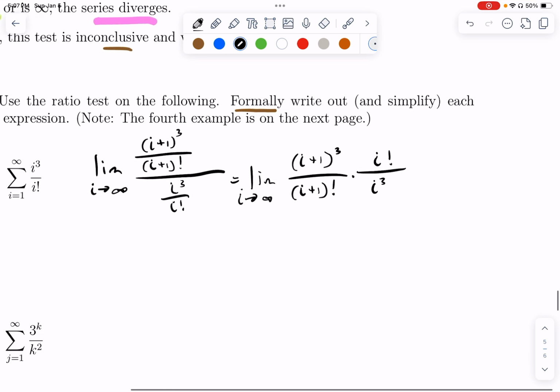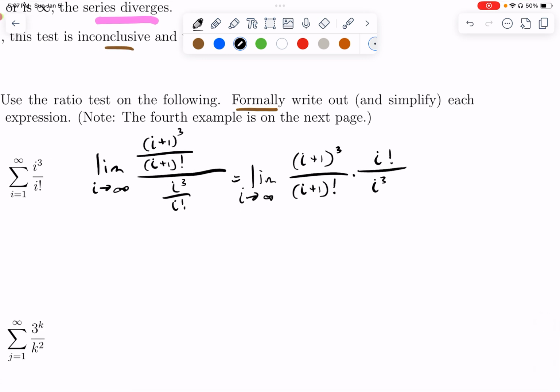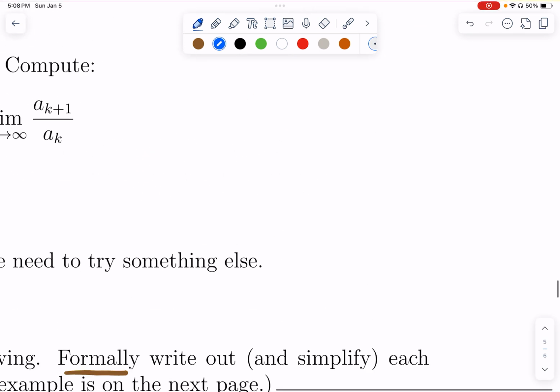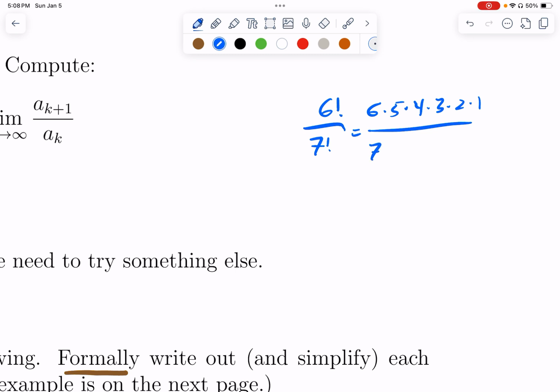Now, we want to be on the lookout for cancellation. When you do the ratio test, very often you will find things that cancel. And let's notice these factorials. i factorial means we're multiplying together all of the consecutive positive integers until we get to i. And (i plus 1) factorial is the same thing, but it goes one farther. So for a more concrete example, I'm just going to put this on the side. If I had, for example, 6 factorial over 7 factorial, let's just think about what that means. We don't even need to compute these numbers.